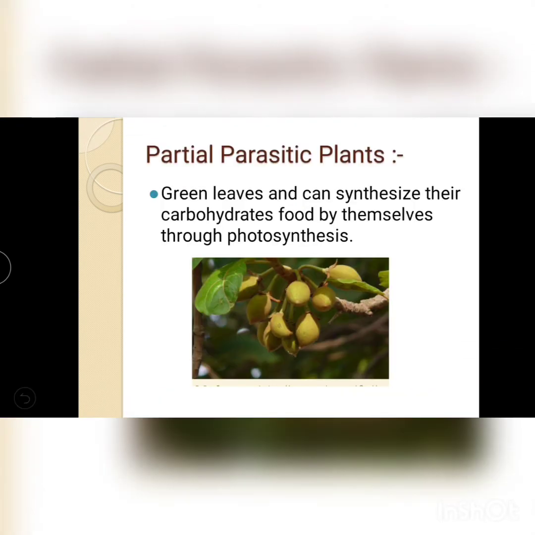The next is partial parasite plants. Partial parasites are able to do photosynthesis, but they also need other nutrients, so they depend on other organisms for the fulfillment of water and minerals. They take nutrients, minerals and water from other plants. That's why we say they are partial parasitic plants.